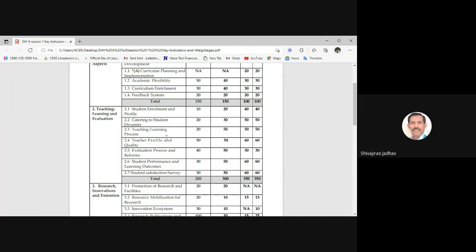Sir, in your university, students are taking admission year after year. If in 2017 only students from Maharashtra had taken admission in your university, I'm just giving an example. In 2017, only students from Maharashtra had taken admission, and that too from the Maharashtra board.